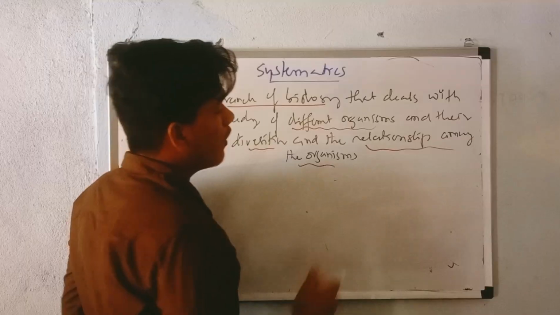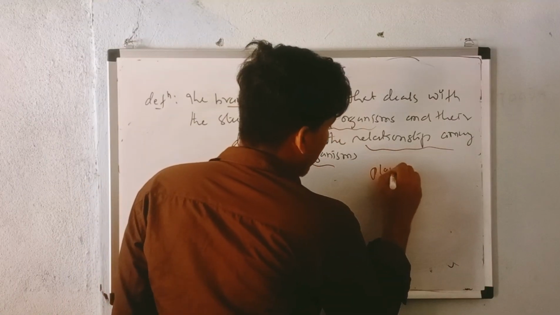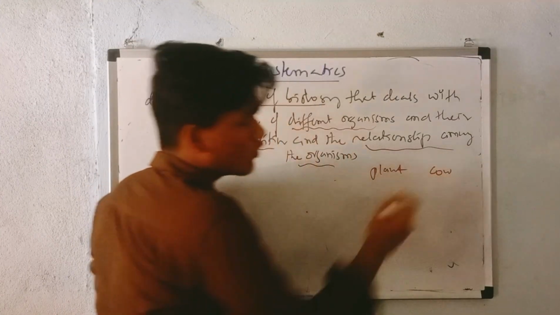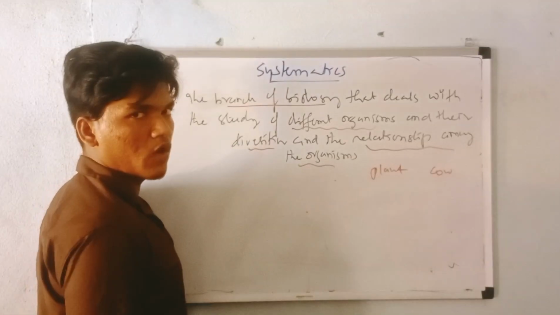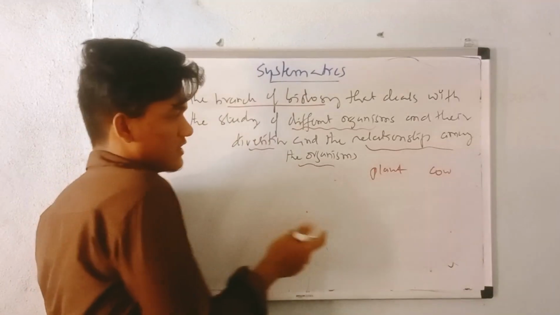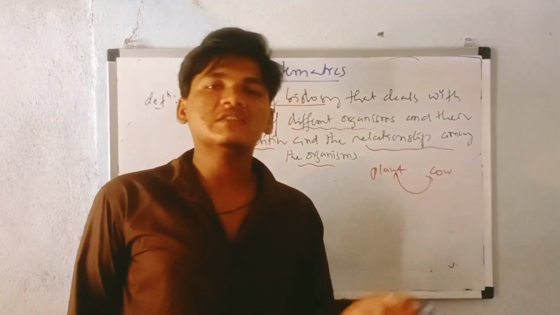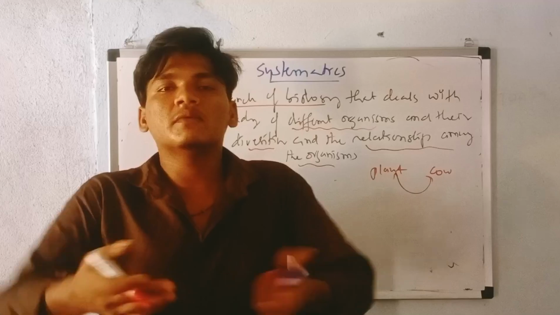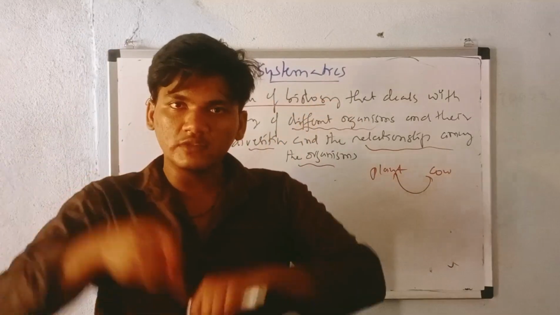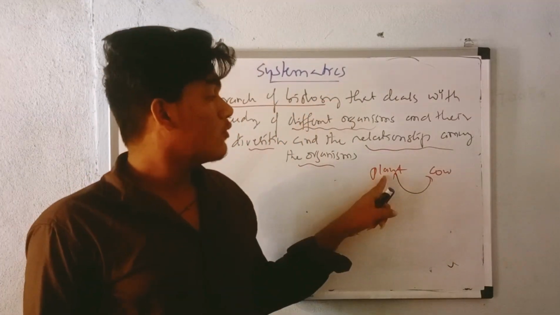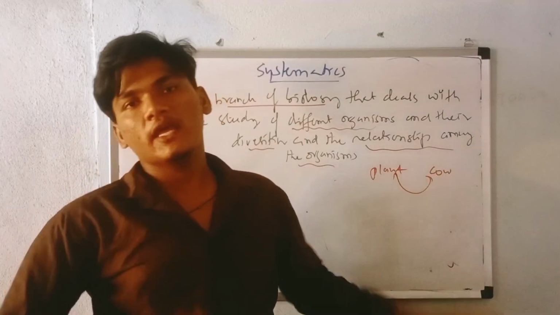For example, there is a plant and there is a cow. These two are organisms, right? Plant is one organism and cow is another type of organism. They both represent the diversity on the earth. Diversity is nothing but different types of organisms on the earth. I am talking about the plant and the cow, they are both on the earth.